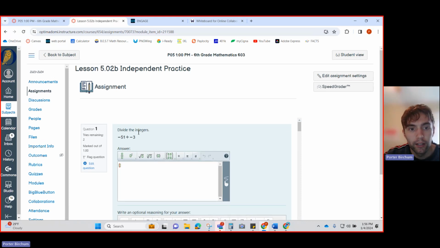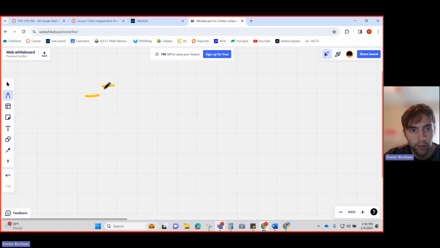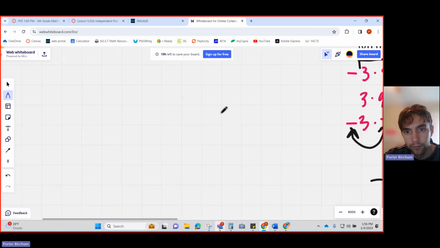Question 1, divide the integers. Negative 51 divided by negative 3.